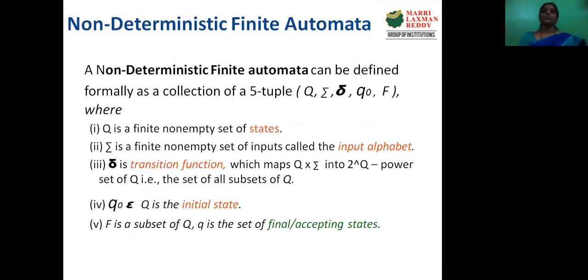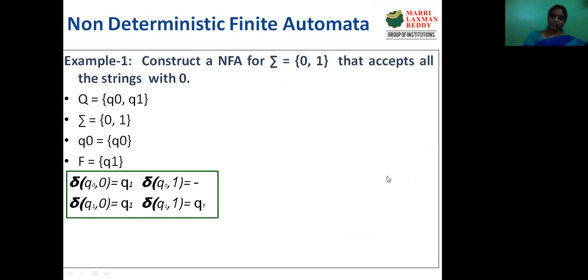Now moving on to the NFA. An NFA is also similar to the DFA, except the difference lies in the transition function, where a state on an input symbol can map into multiple output states, which is nothing but the power set, the subset of all the Qs. So consider constructing an NFA with the input alphabet 0, 1, which is accepting the strings that end with 0.